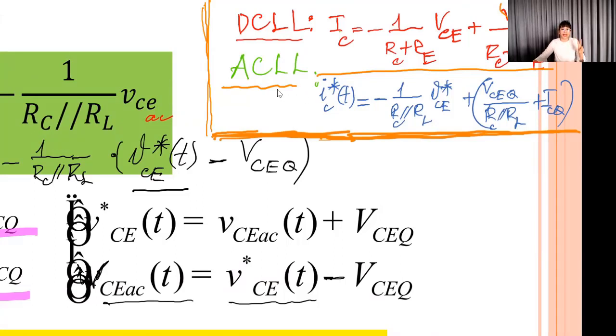And the second function, the AC load line ACLL, has two parameters too. This is the instantaneous collector current. Instantaneous means it depends on time, right? And next, you can see, and next, I can.